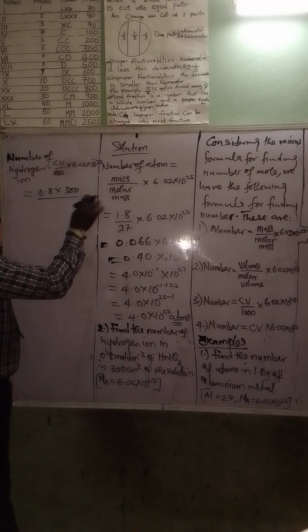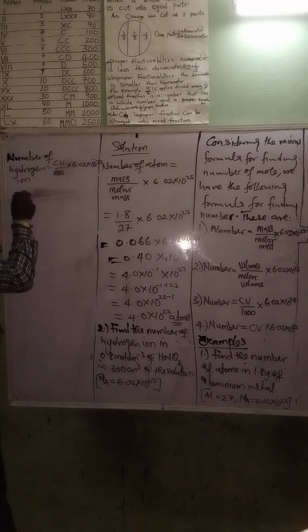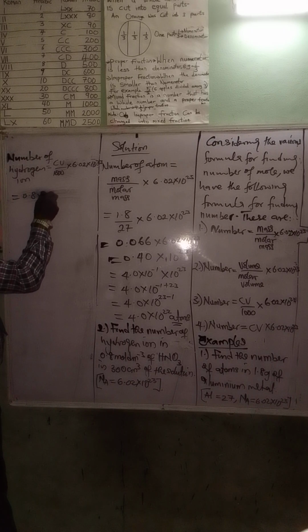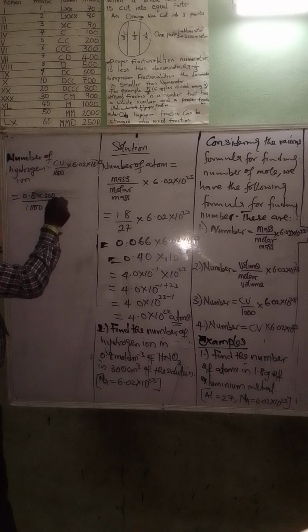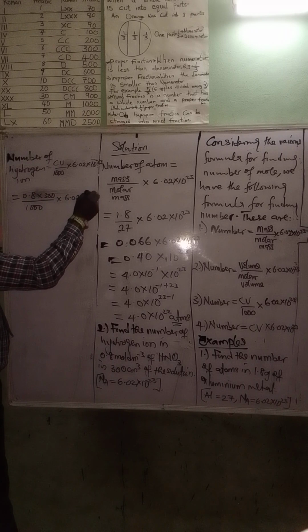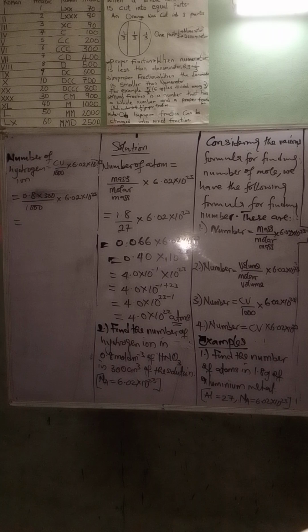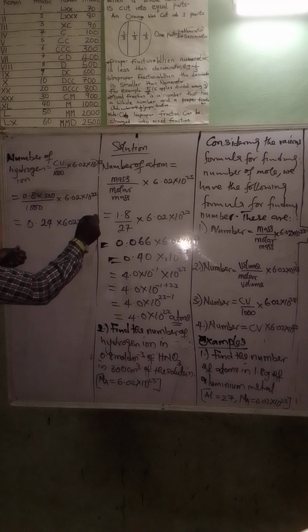Now over, let me minimize space. 0.8 times 300 over 1000, then times 6.02 times 10 to the power 23. So what do we have here? We have 0.8 times 300, then divided by 1000. Then we have 0.24. Then we have times 6.02. Then times 10 to the power 23.